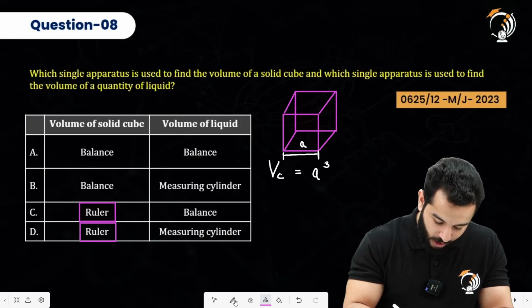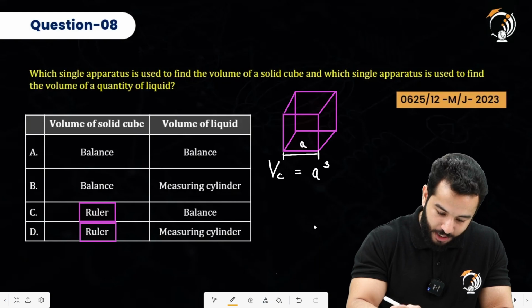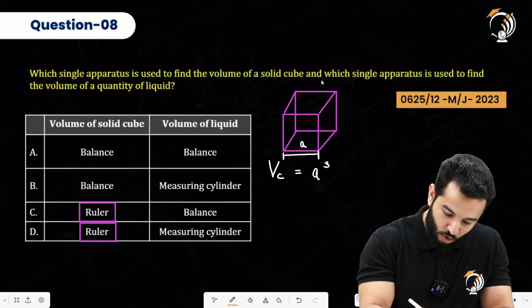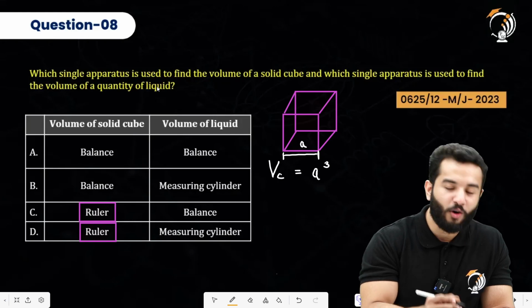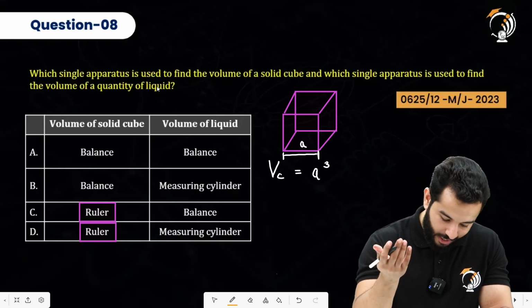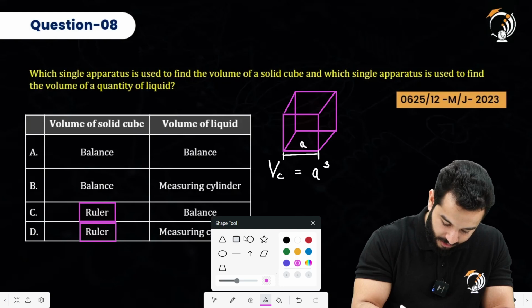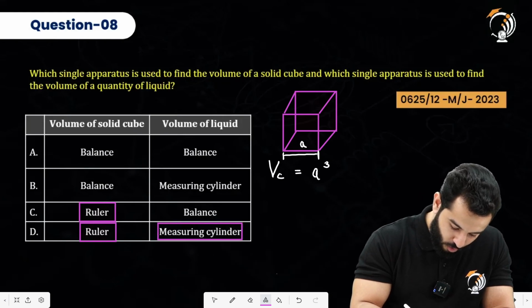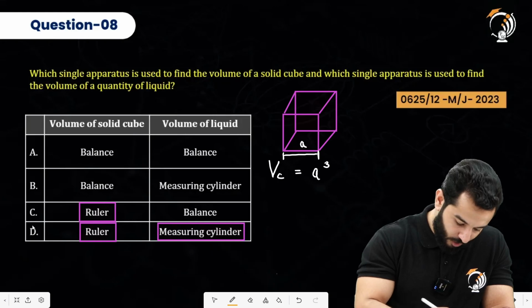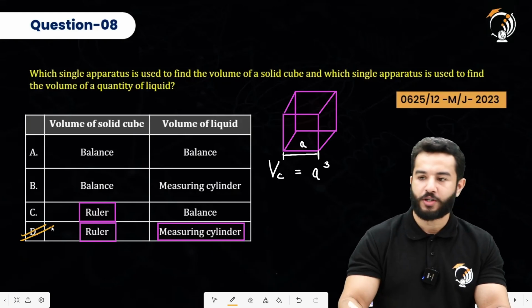Now when you talk about an irregularly shaped solid, or let's say, sorry, a liquid, for a liquid you can actually use a measuring cylinder. You can use a measuring cylinder. So the correct answer for this one is going to be option D.